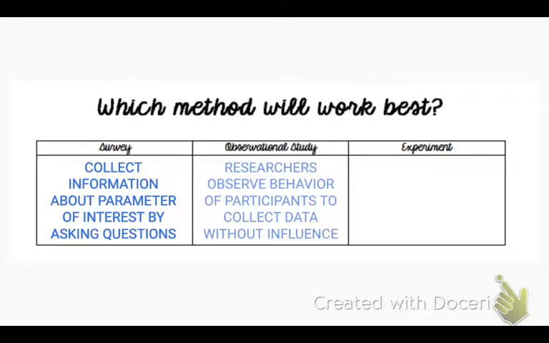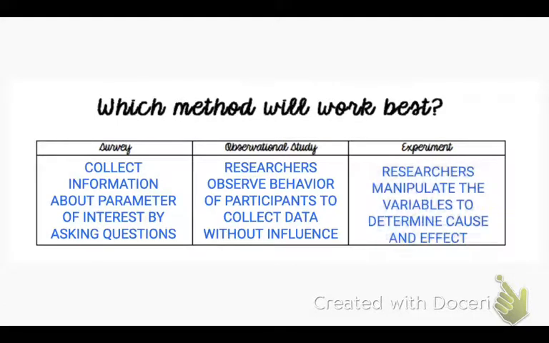Observational study. The researcher observes behavior of participants to collect data without influence. I don't have any control over anything. This is already happening, and so I'm just looking at it and seeing what's going on without controlling anything. Versus an experiment, the researcher manipulates the variables to determine cause and effect. So this is things like if a researcher is going to test a medication, one group of people is going to take the medication, the other group is not going to take the medication, or they're going to take a placebo drug, and then we compare how those 2 groups, the results of whatever the medication is supposed to fix.